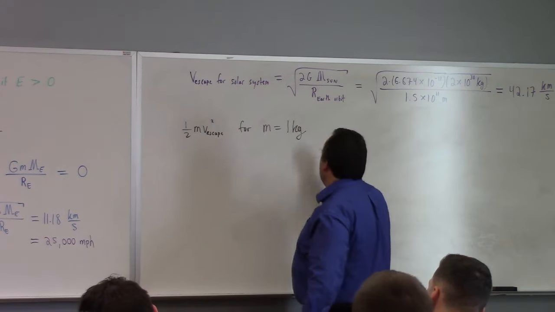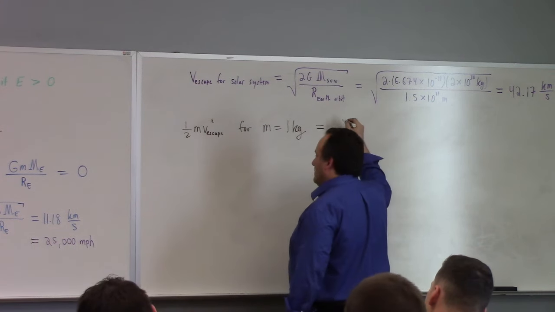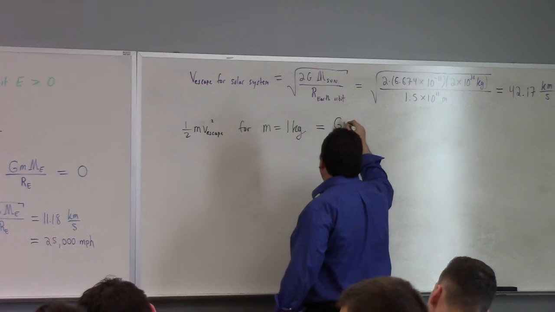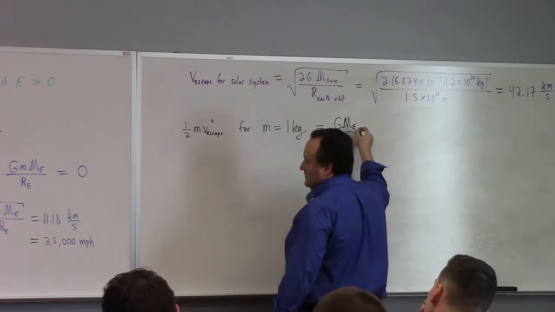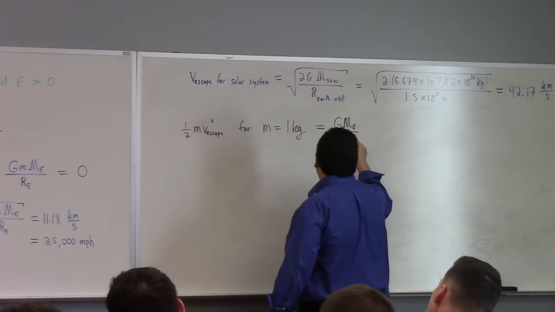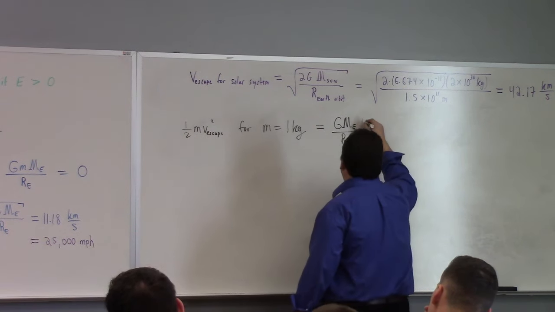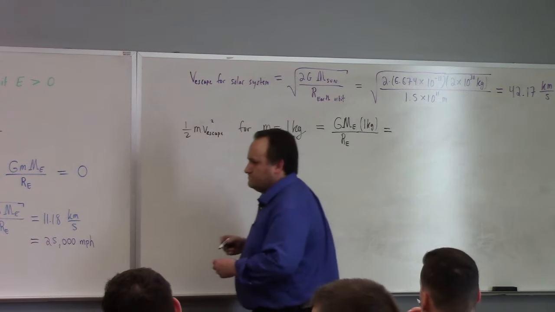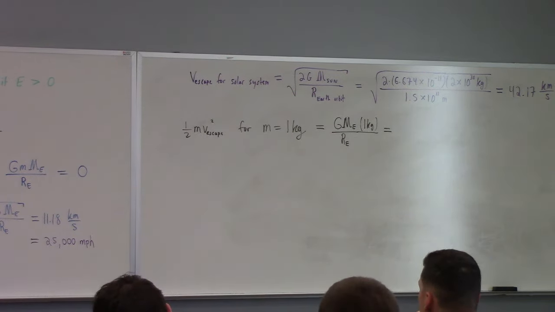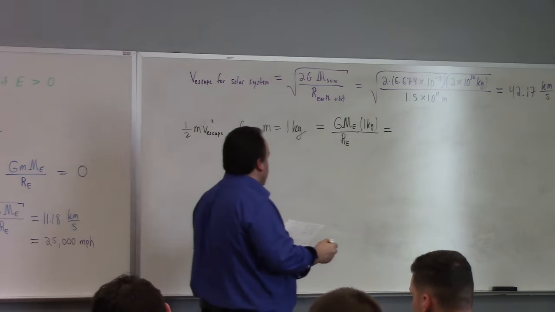In other words, that would be G times the mass of the Earth divided by the radius of the Earth, times 1 kilogram. If you work that out, the number there, I crunched it before class, is 62.54 megajoules.